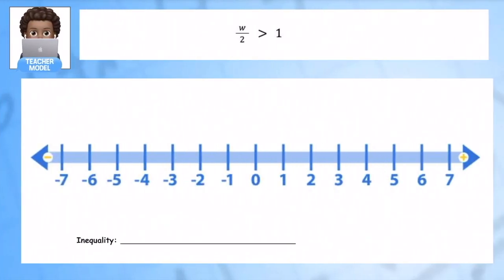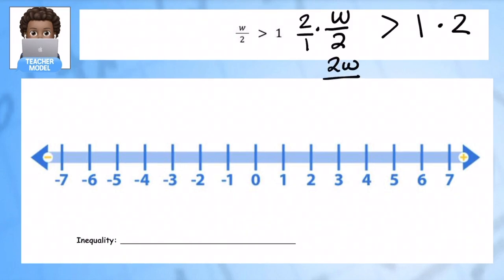A number divided by 2 is greater than 1. So again, this is just a one-stepper. How do I get the w by itself? What's the opposite of a number divided by 2? A number times 2. I'm going to do that to both sides. So I get 2w divided by 2, which is just going to give me w is greater than 2. So w is greater than 2.